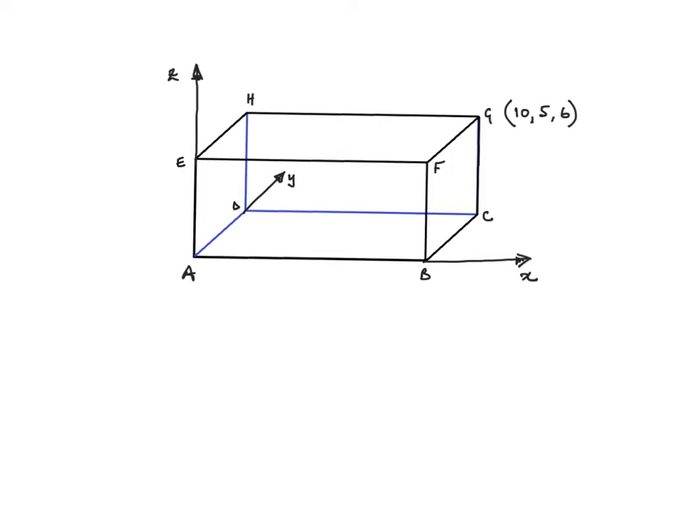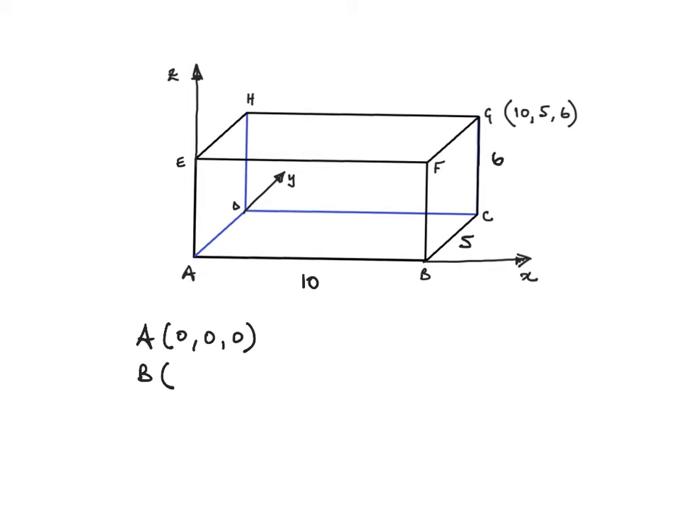So the point G is (10, 5, 6), which means that this side is 10 units long, this side here is 5 units long, and this side here is 6 units long. So if we want the coordinates of different points, A is the origin, so that's (0, 0, 0).